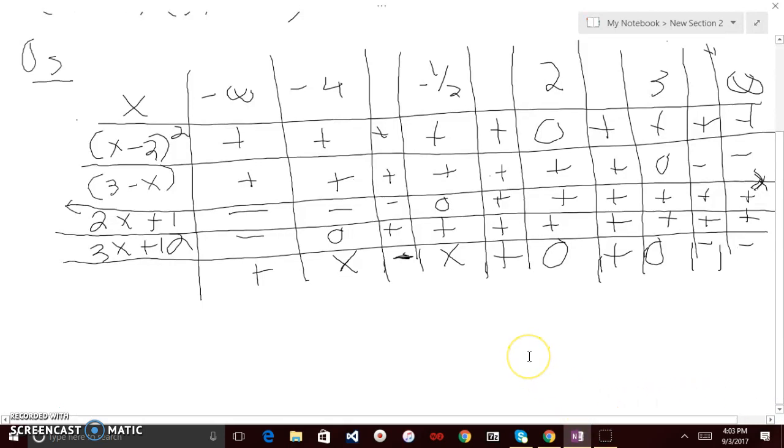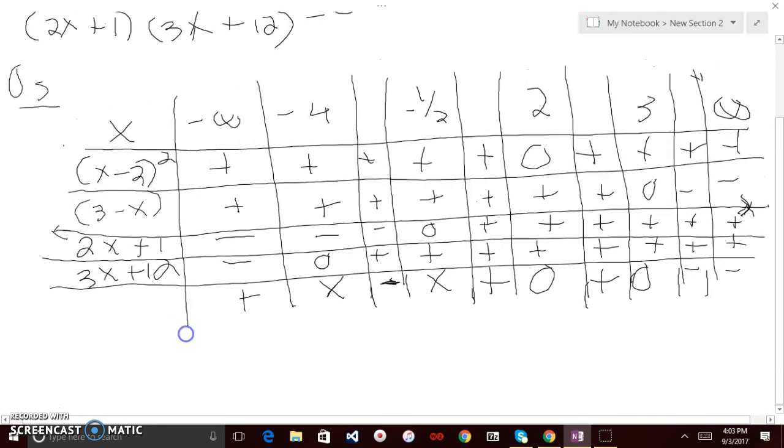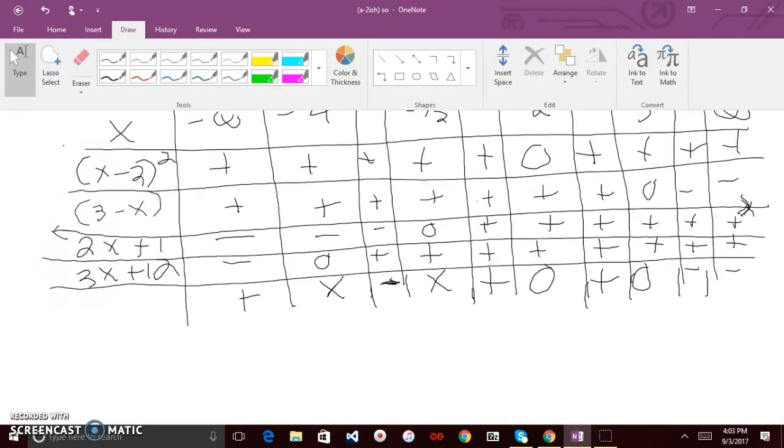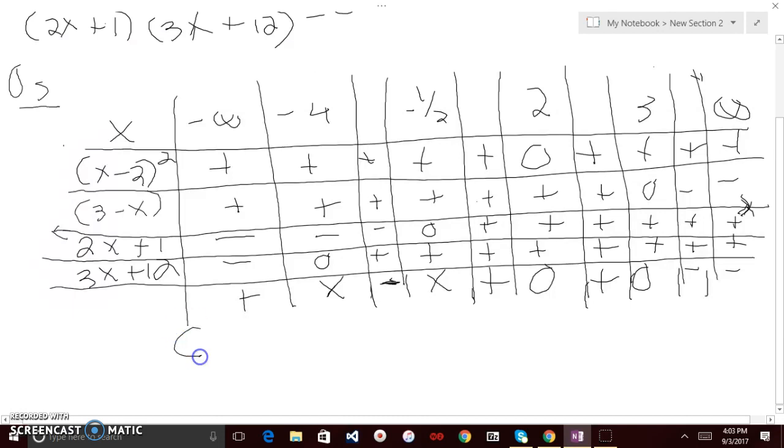So what set of numbers do you see here that are greater than or equal to 0? Well, we see a few. First of all, negative infinity to negative 4. So, parentheses here. But because it's undefined at negative 4, we're also going to leave a parentheses here. And we're going to have a union because it breaks at negative 4.